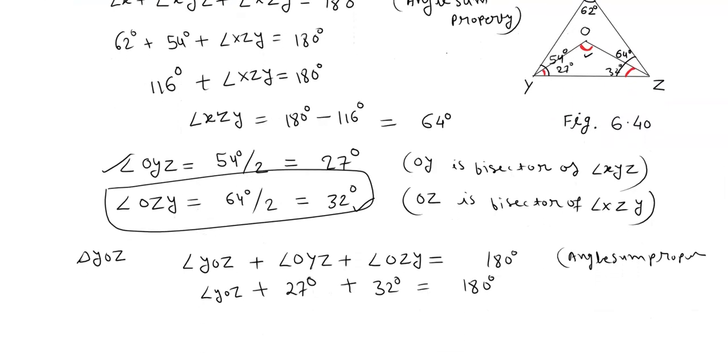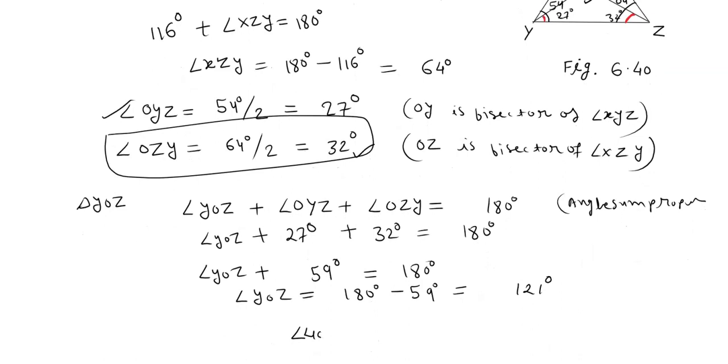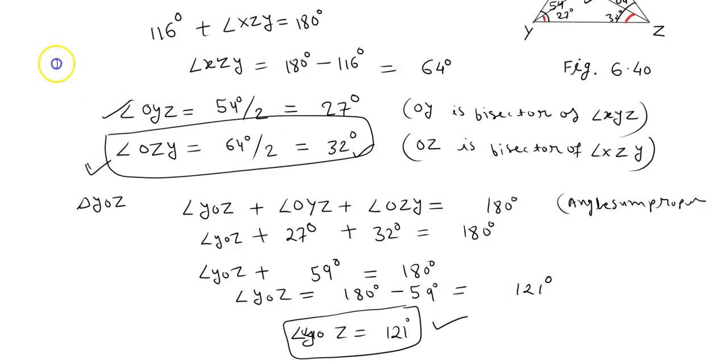So it will be YOZ plus 59 degrees is equal to 180 degrees. Then it will be transposed to the right side: 180 degrees minus 59 degrees. So we will get here 121 degrees. This angle YOZ is equal to 121 degrees. So this is the answer: YOZ is equal to 121 degrees and angle OZY is 32 degrees. So this is the solution for this question.